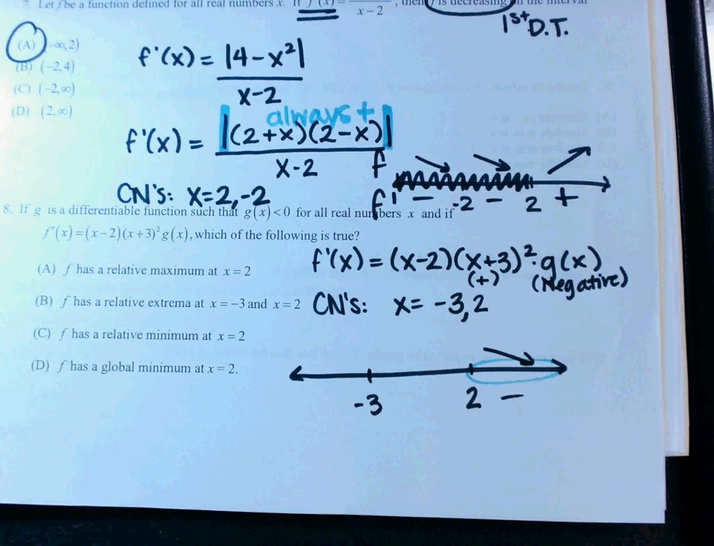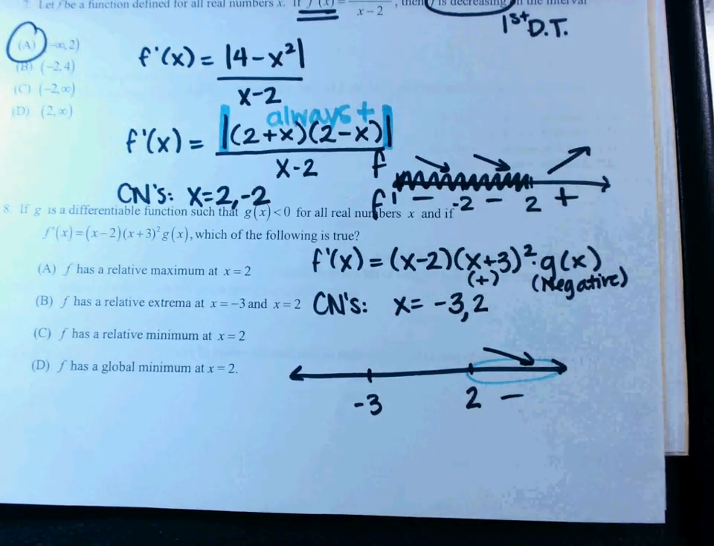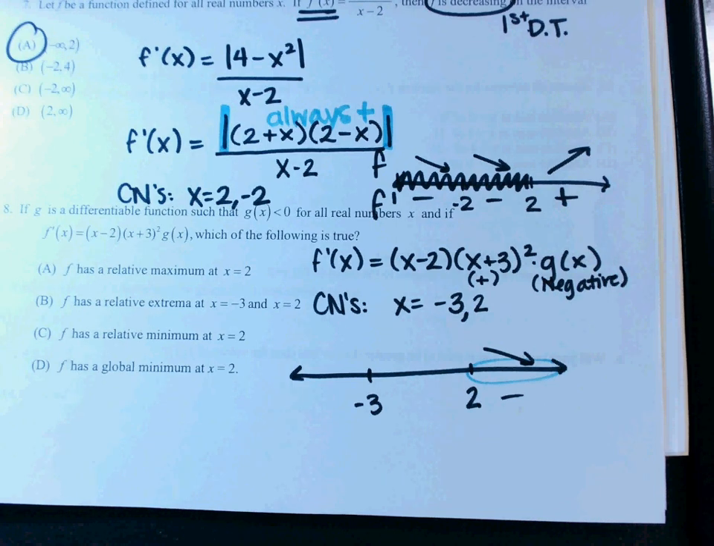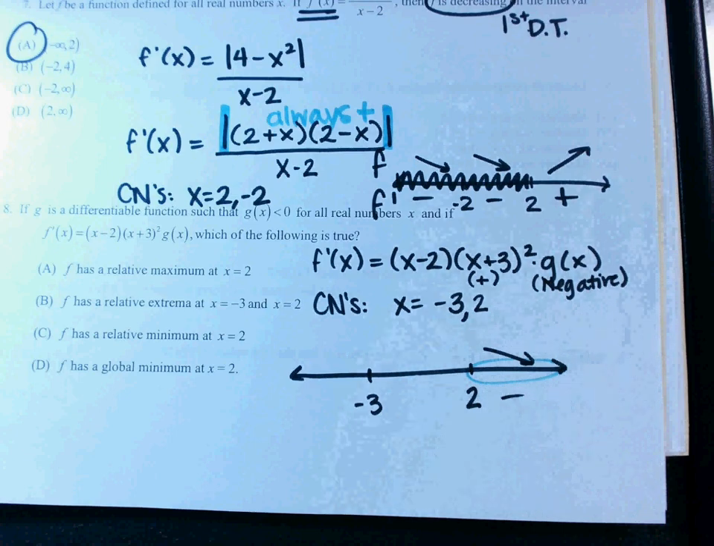Sure. Okay, so I plugged in 3 as my test point. So I did 3 minus 2 is positive. That squared is positive. And then when I get to g of x, I don't know what g is, but they told me right here that it's always what? Less than 0. So that means that if it's negative, I had a positive times a positive times a negative. That means it's negative. So you don't know what g is, but you know that its sign is always less than 0.